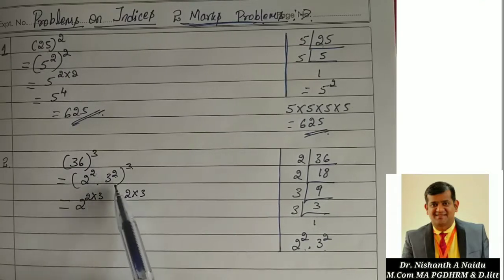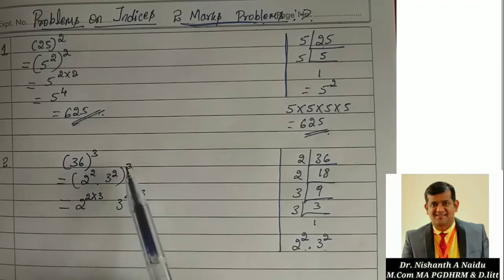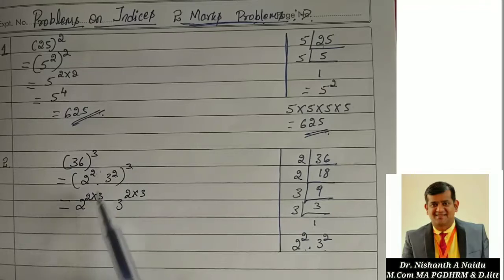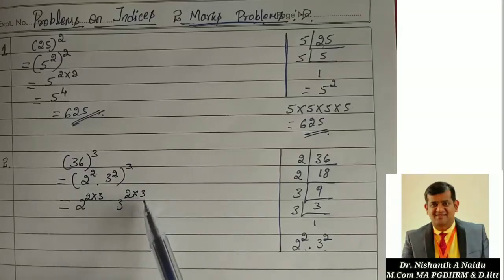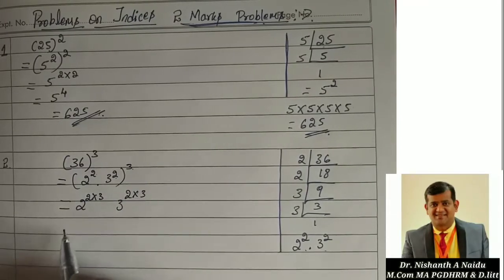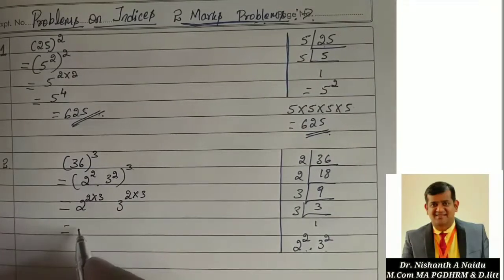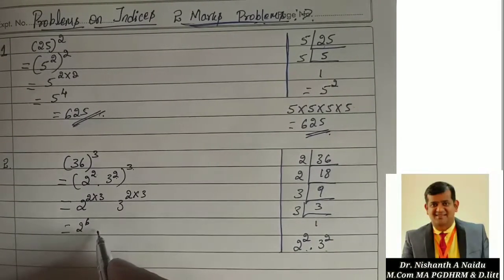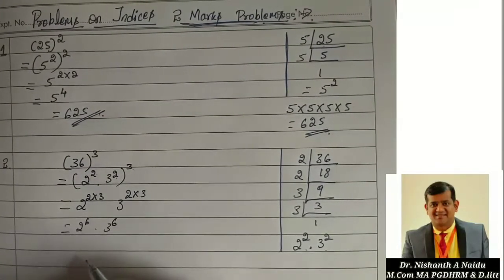So 2 to the power of 2, 3 to the power of 2 whole power 3 is there. So that means when you have a whole power, the power should be multiplied by the whole power. So that is 2 into 3, 2 into 3. Okay, so next line, what answer you are going to get? 2 3s are 6. 2 to the power of 6 into 3 to the power of how much? 2 3s are 6 again.